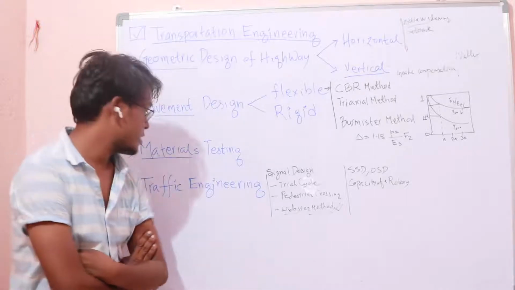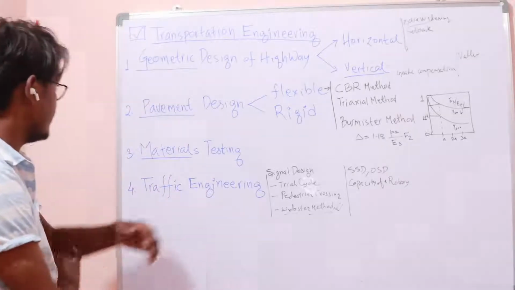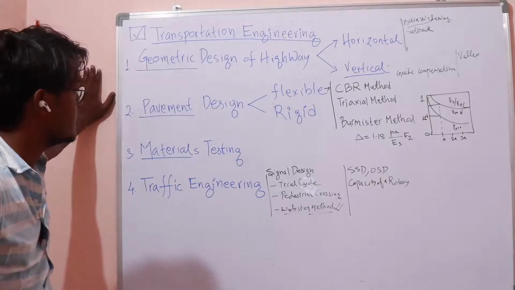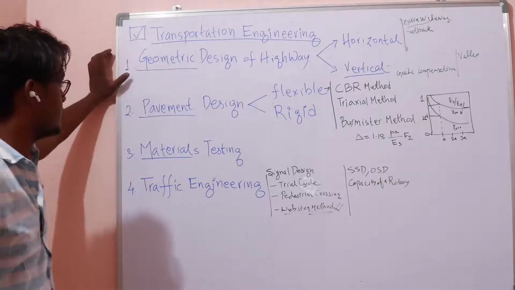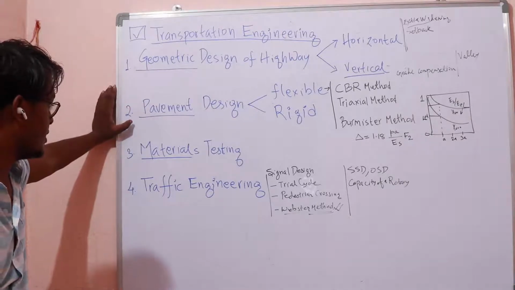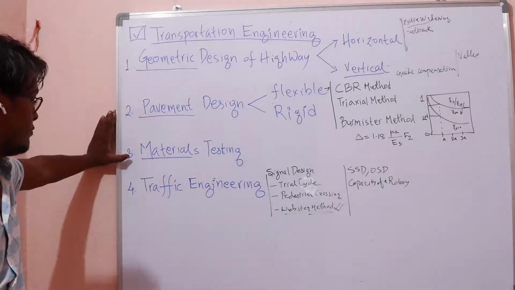In these lectures, we will look at four different types of problems asked in transportation engineering subject. First type of question is based on geometric design of the highway. The second type of question is based on pavement design, and third, material testing for traffic engineering.